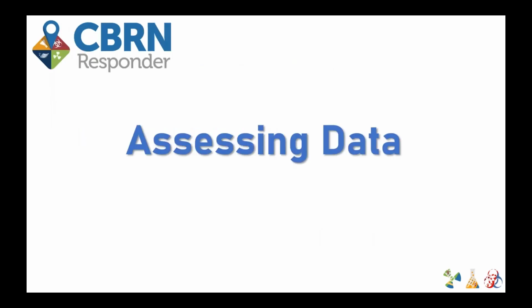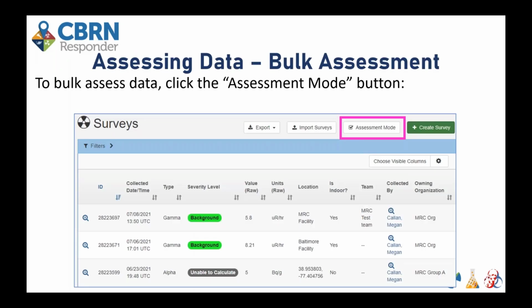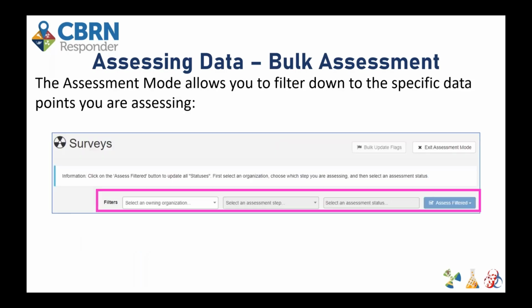Now, once you have all of those in place, comes assessing data. So there are a few different ways that you can assess data. Again, you do need that data assessor role. You can bulk assess data by viewing the list page of various data types. So here on the surveys page, let's say I reviewed a bunch of surveys, I was on scene when they were taken. I can go into assessment mode, and this will allow me to filter down to the specific data points that I want to assess.